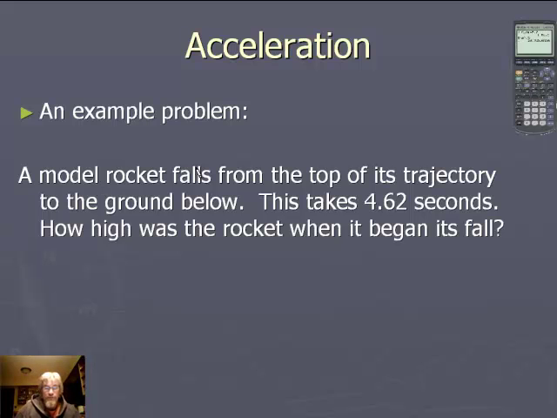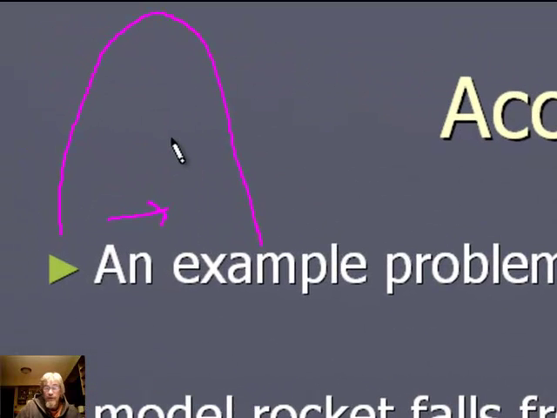Here's another problem we have that's going to involve gravity. A model rocket falls from the top of its trajectory to the ground below, it says. So a rocket goes up like this, and then it comes down. Now the rocket is moving in this direction too, but we're only going to look at one-dimensional motion here, just its fall. So it goes up to the top of its trajectory, and its velocity is zero at the top. So as we analyze our problem, that's one of the things we know. Initial velocity as it falls downward is zero.